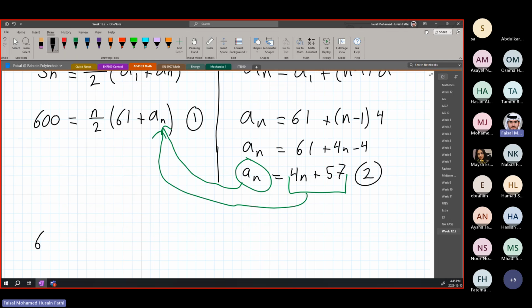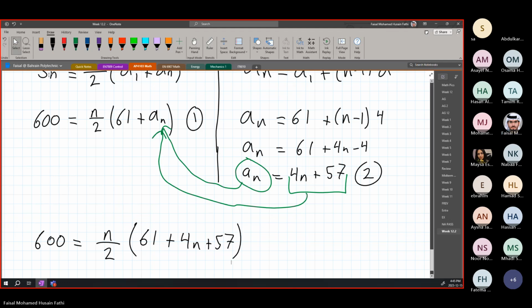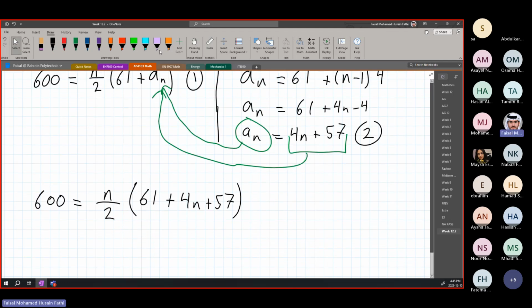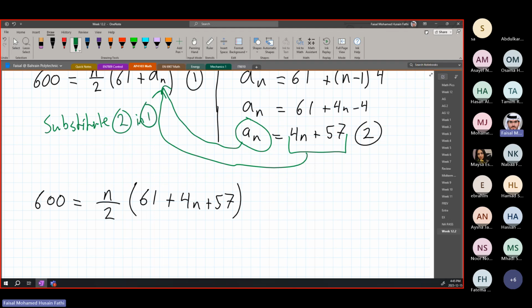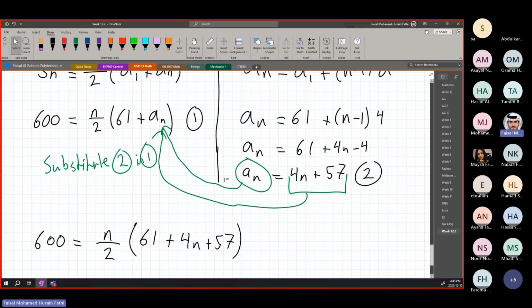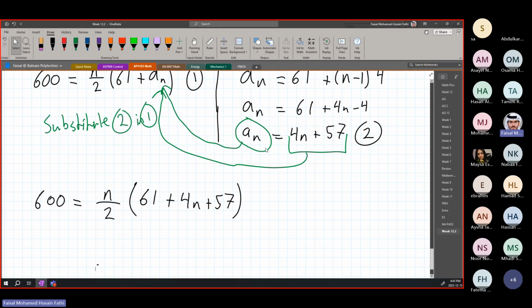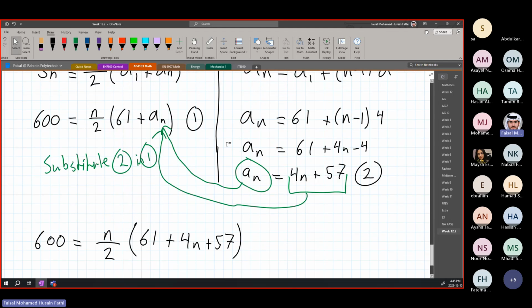So 600 is equal to n over 2 times 61 plus an. What is an? 4n plus 57. Okay? Is this step clear? All I did was substitute equation 2 in equation 1. All right? You can do elimination, but ordering them and all of that is going to take too much time. Always use substitution. In this case, just use substitution. It's much more direct because you already have this in the form where you can substitute it directly.